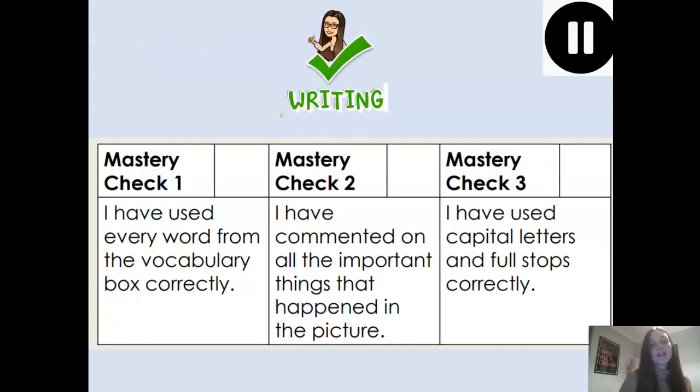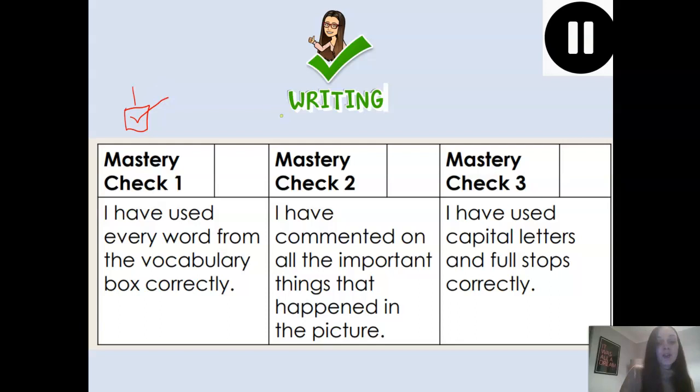Alright, so back to our mastery checks for one last time. So number 1, remember you can write this like we would in class. Just put in a little box there. Number 1, I've used every word from the vocabulary box correctly. Well, yes, you can use every word, but try and use at least, I would say, 3 to 4 of those words if you can. Once you've checked it, you can tick it off.